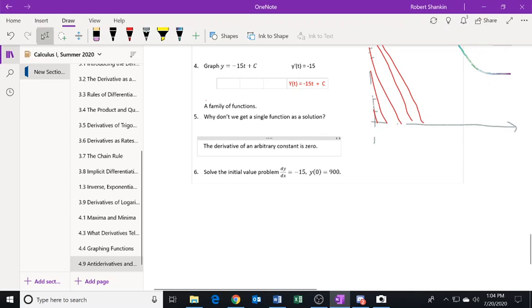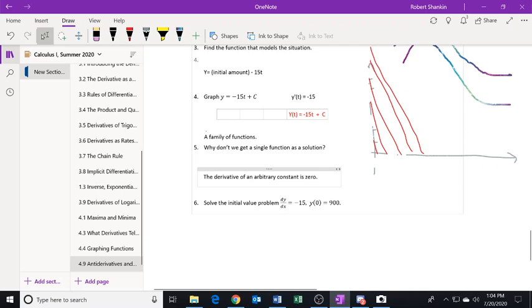So when you're going backwards and you're saying, all right, I want a function whose derivative is negative 15, you always have to stick on plus an arbitrary constant, plus a c. Because its derivative would have been 0, it wouldn't show up there. But when we go backwards, we have to account for that.